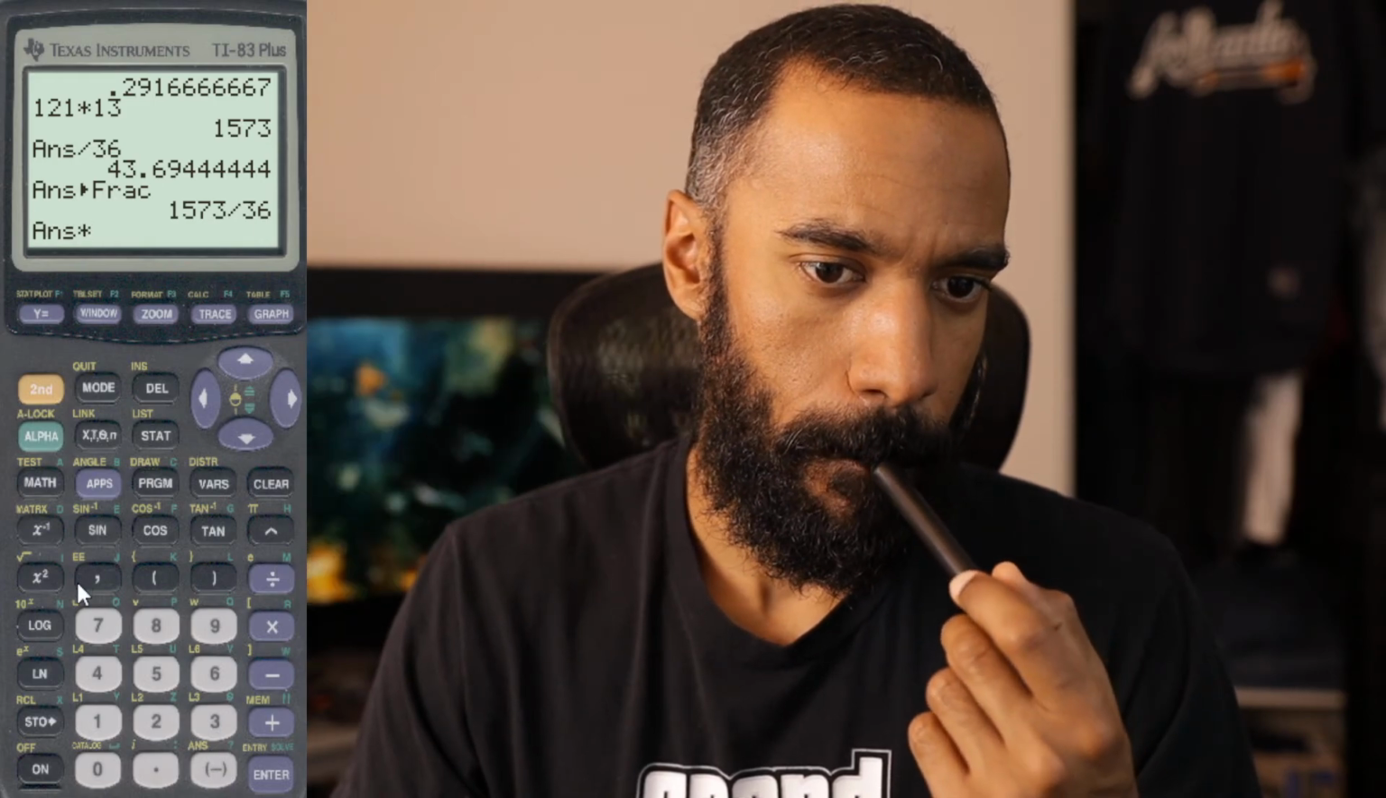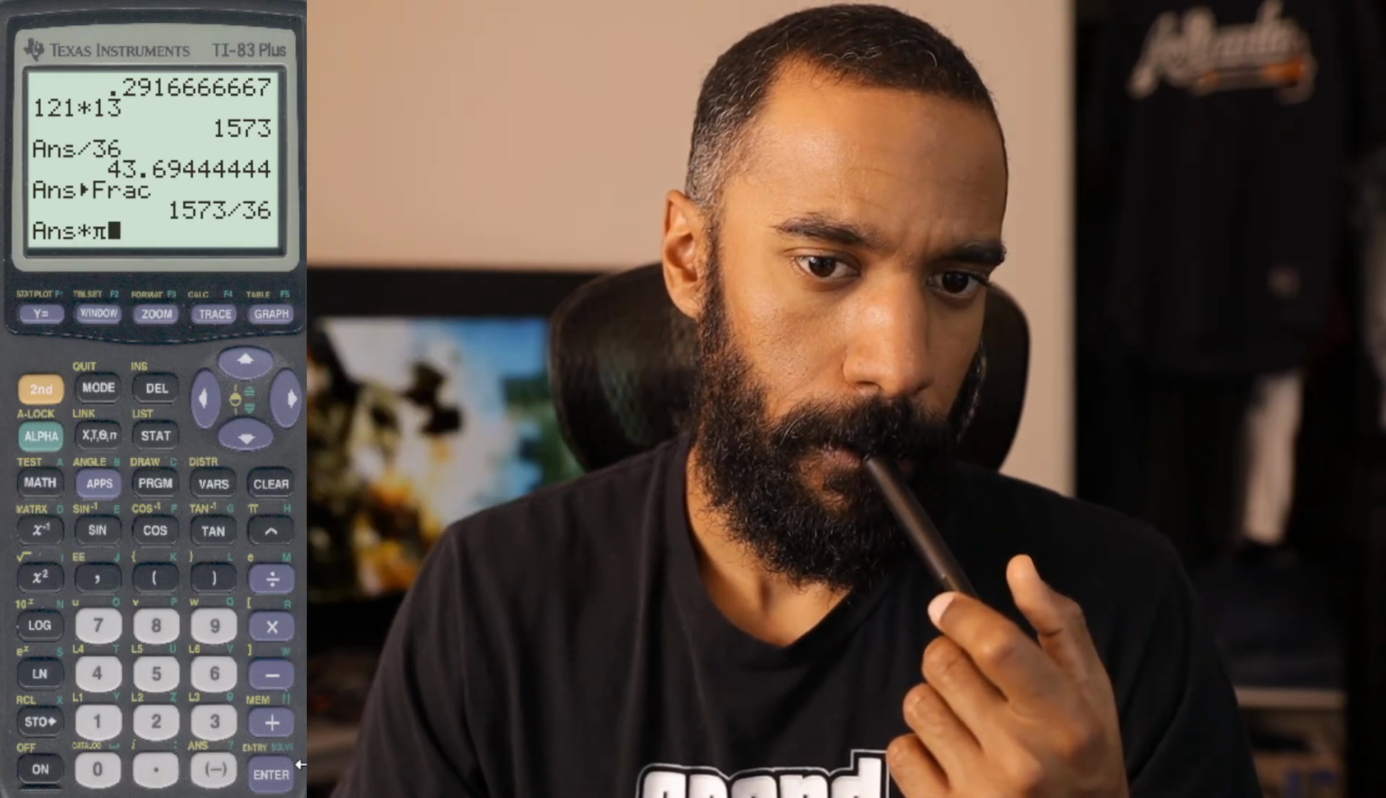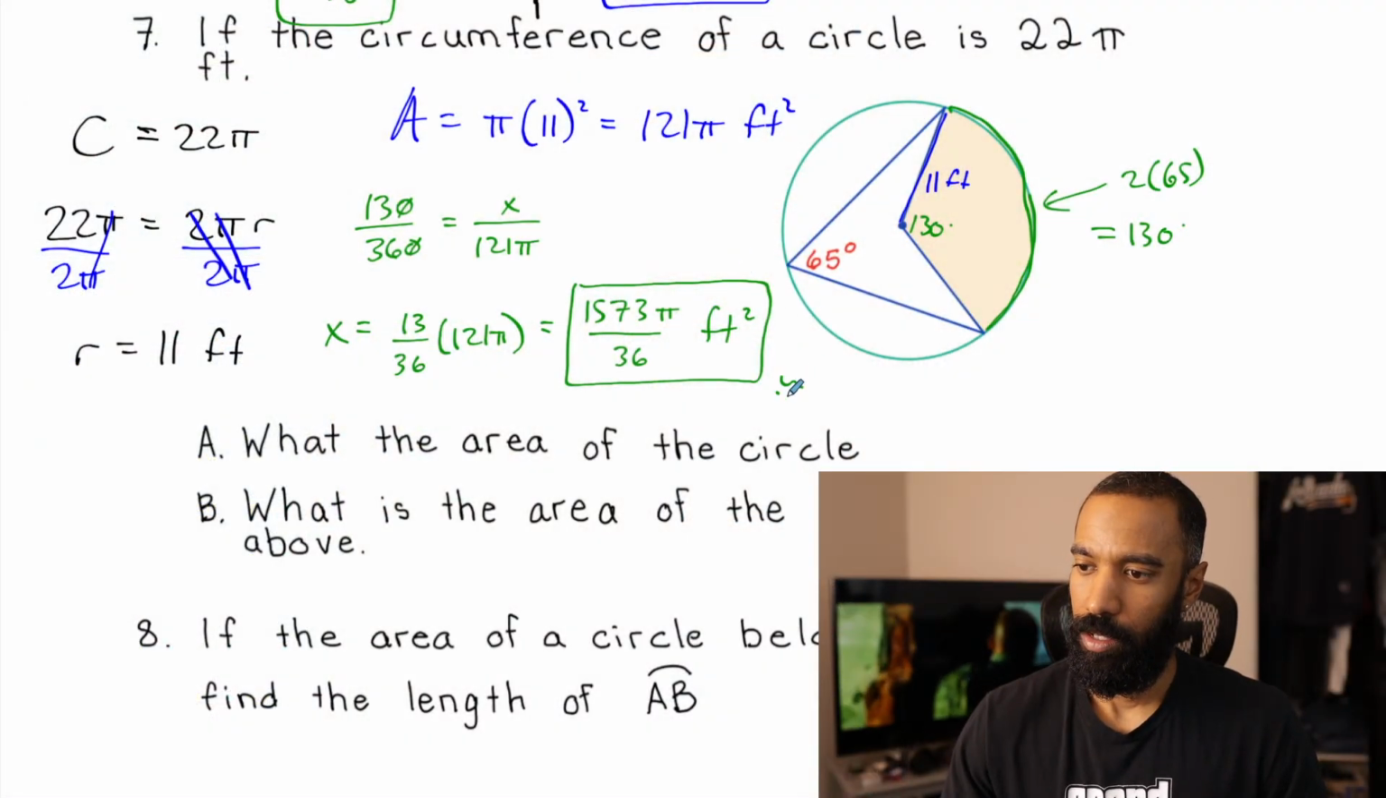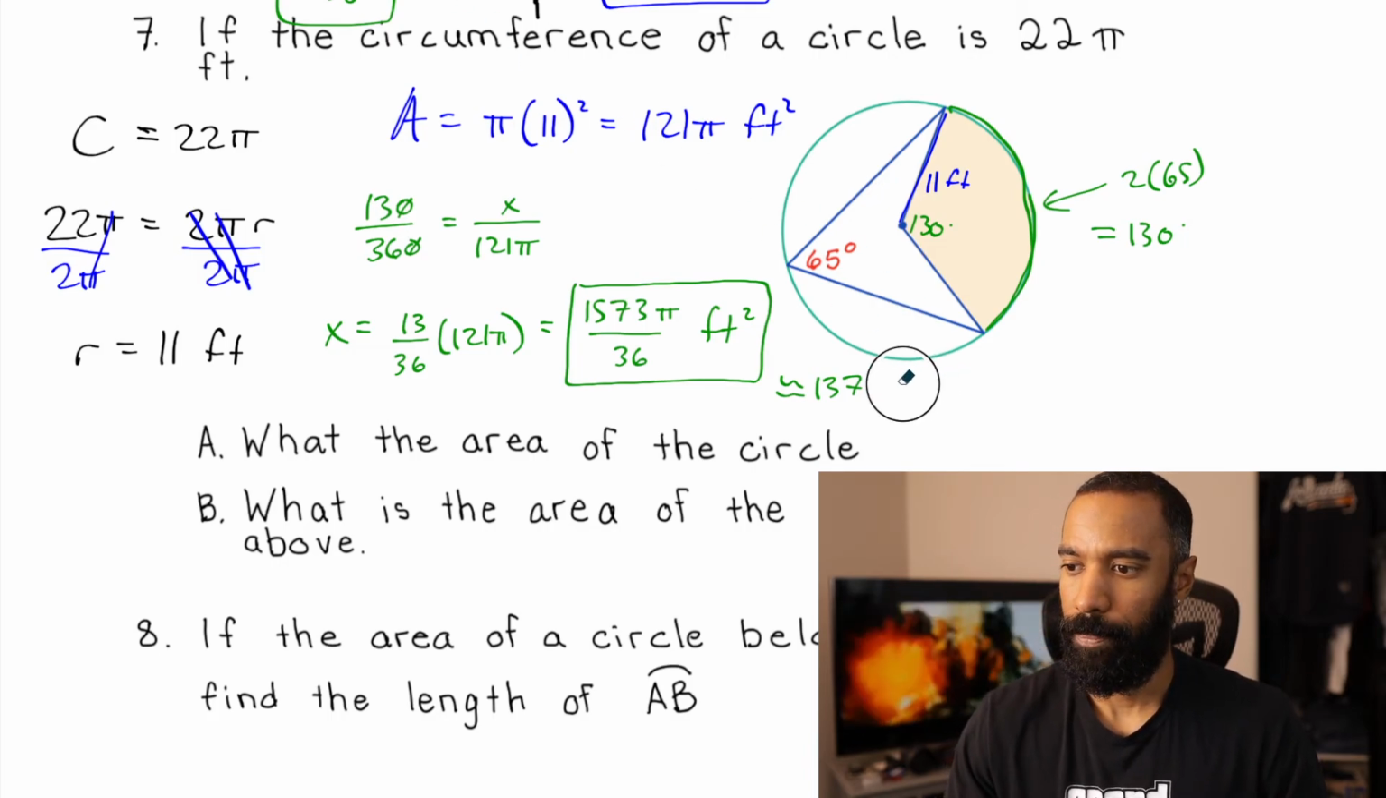1573 divided by 36 times pi. Approximately 137.3. 137.3 square feet. 137.3. Whoops, that's not a 3.3.